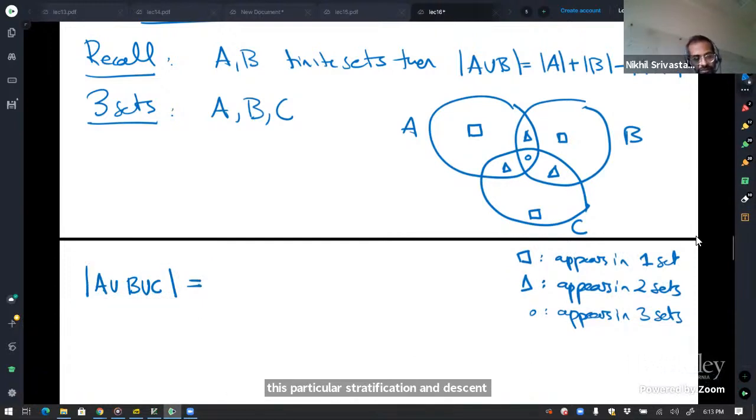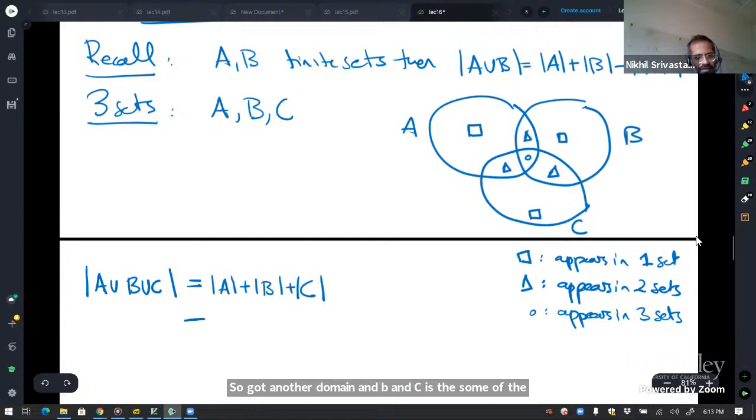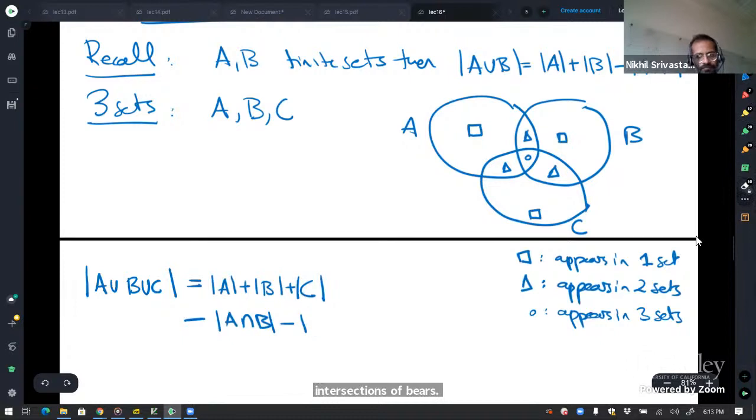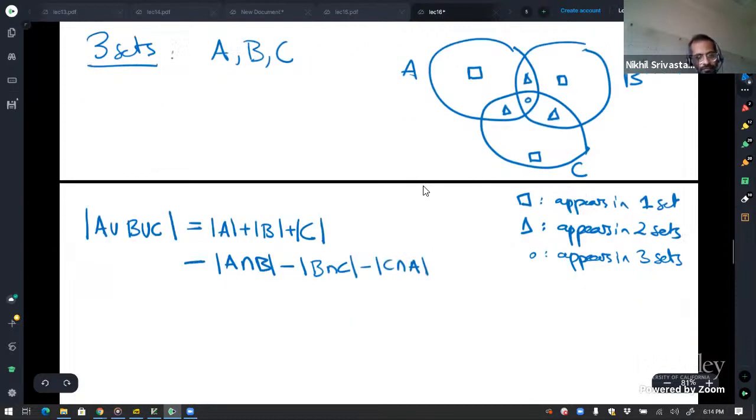And I'm going to prove it by looking at this particular stratification into sets. So the cardinality of A union B union C is the sum of the cardinalities, minus the cardinalities of the intersections of pairs, plus the intersection of all three of them.